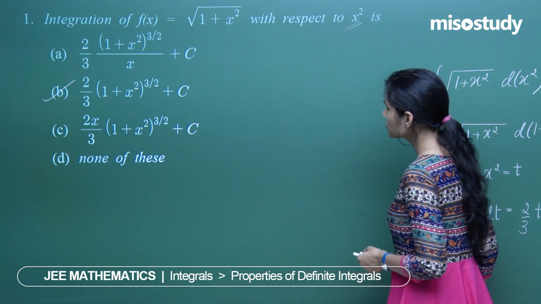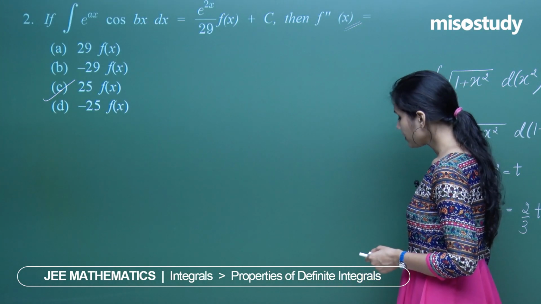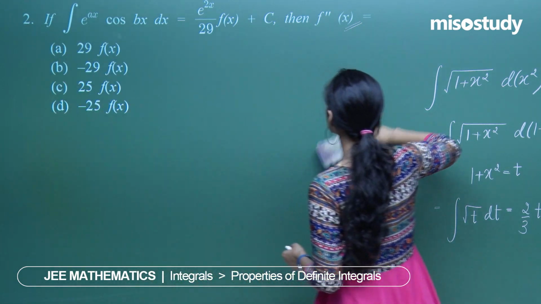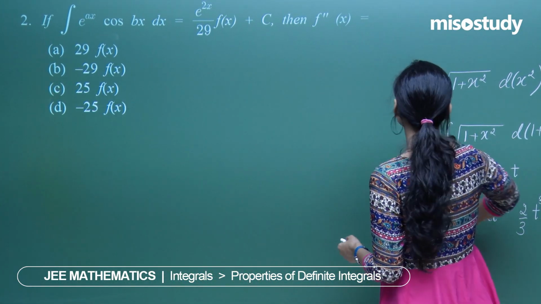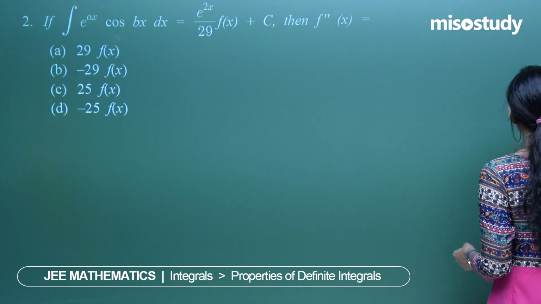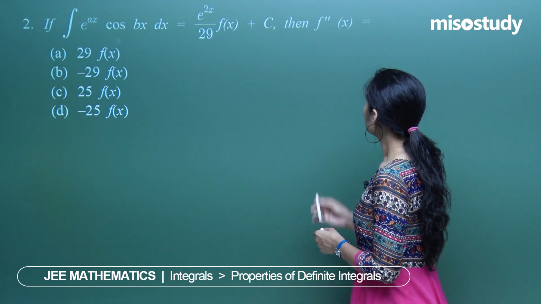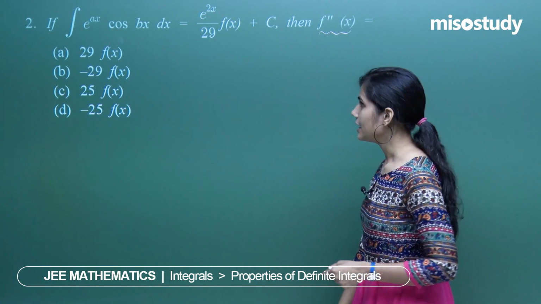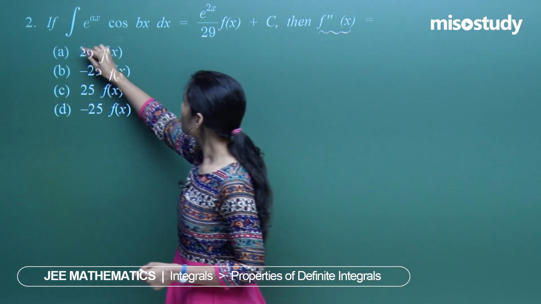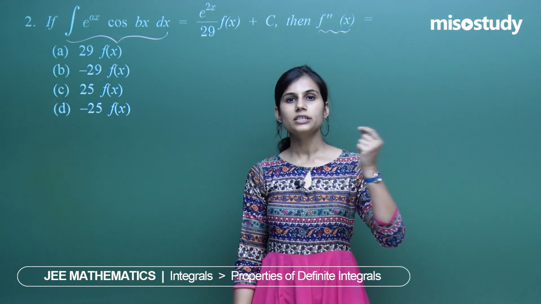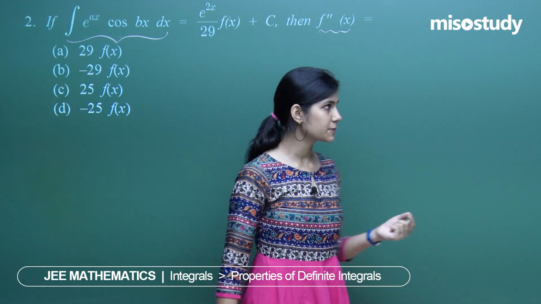The next question says that if integral e to the power ax cos bx dx is given to be this, then f double dash x will be equal to what? So you are given the information of a certain expression. On the basis of that, you are being asked to compute f double dash x. Now if you can recall, this is something we have already witnessed, and we know the general scenario which follows for this particular expression.